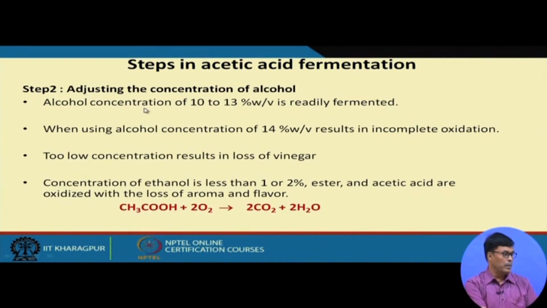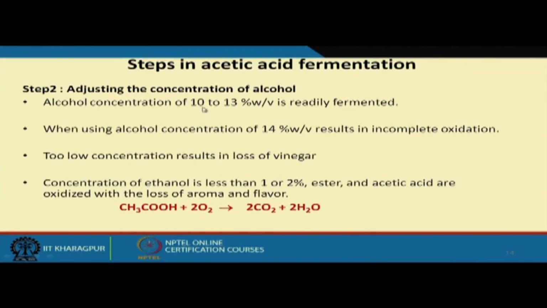After that, in the second step, we adjust the concentration of alcohol. Here I want to point out that the alcohol concentration plays a very important role in the acetic acid fermentation process. If the concentration is more than 13%, it is undesirable. If it is less than 13%, that is also undesirable. So we find that 13% is very optimum for this acetic acid fermentation process.